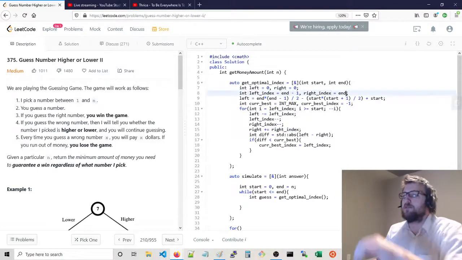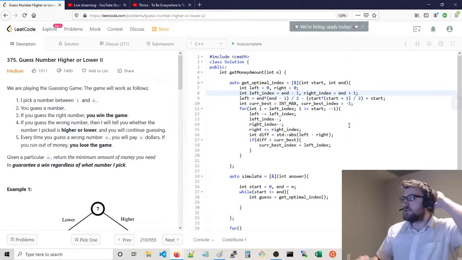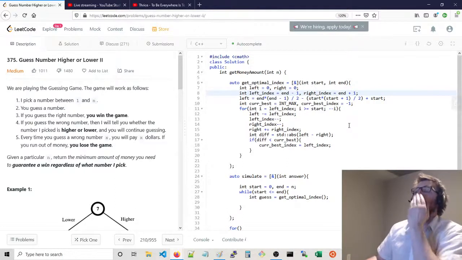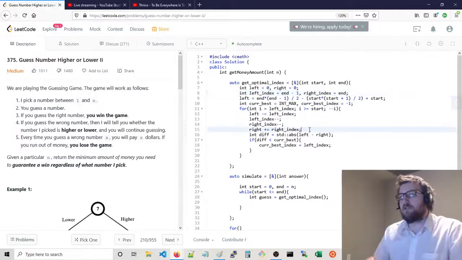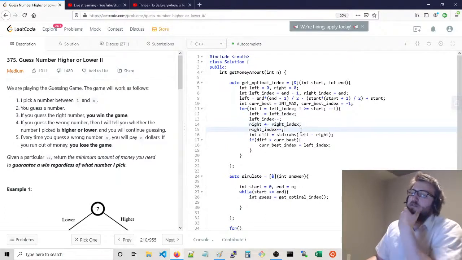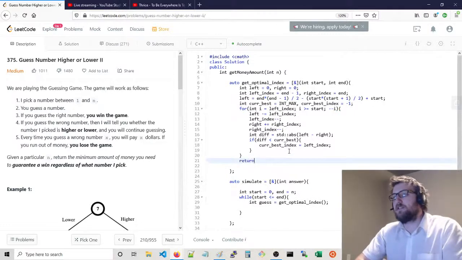I think this actually is supposed to be +1, ultimately. Yeah, subtract 1 first and then add it. I mean, you could add it and then subtract 1 too. It doesn't really matter. Anyway, that's the best guess.